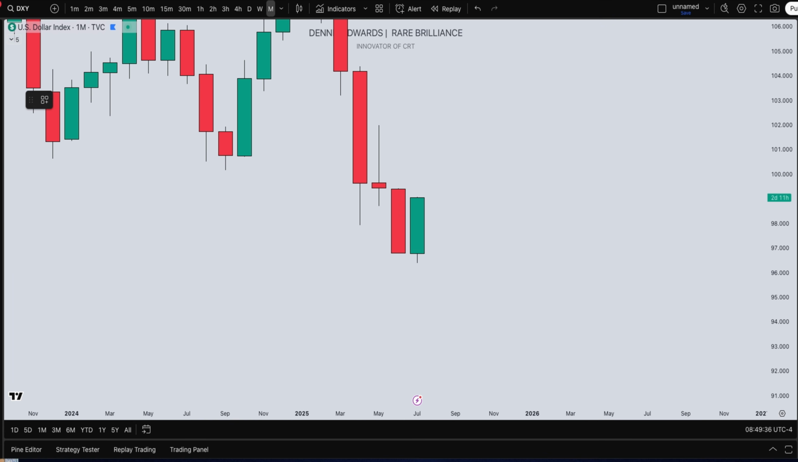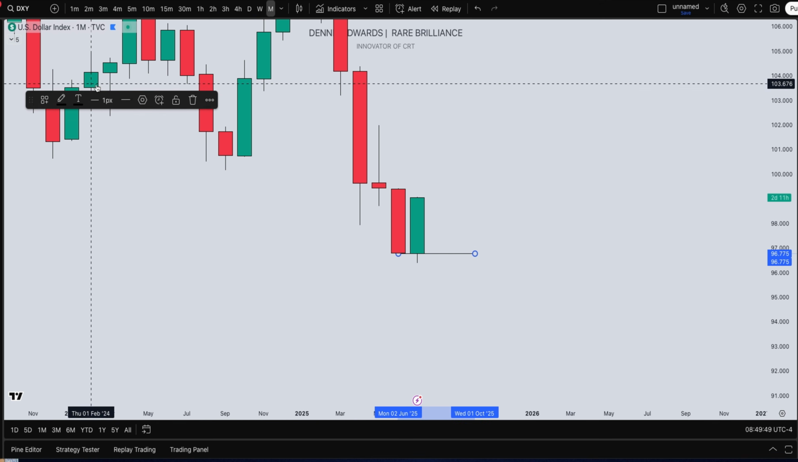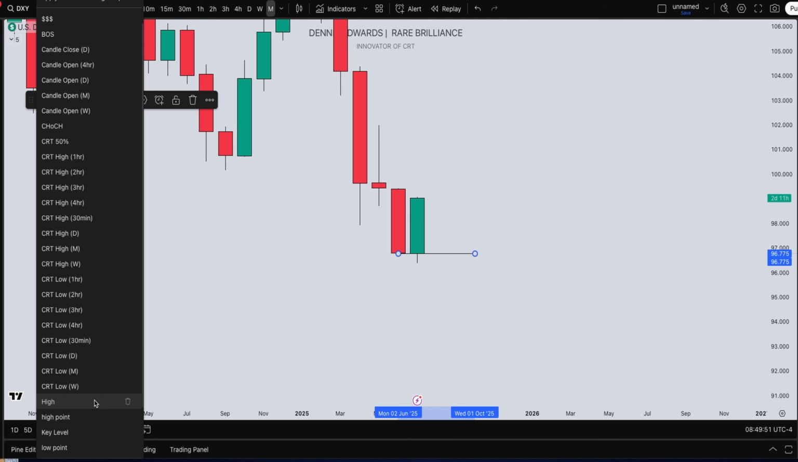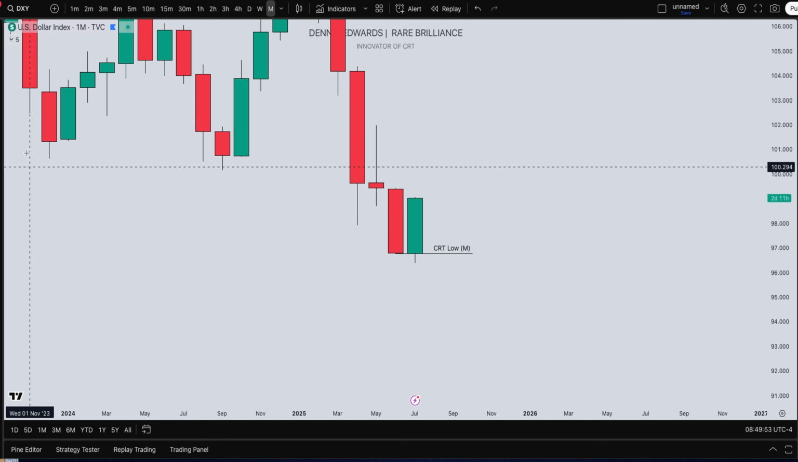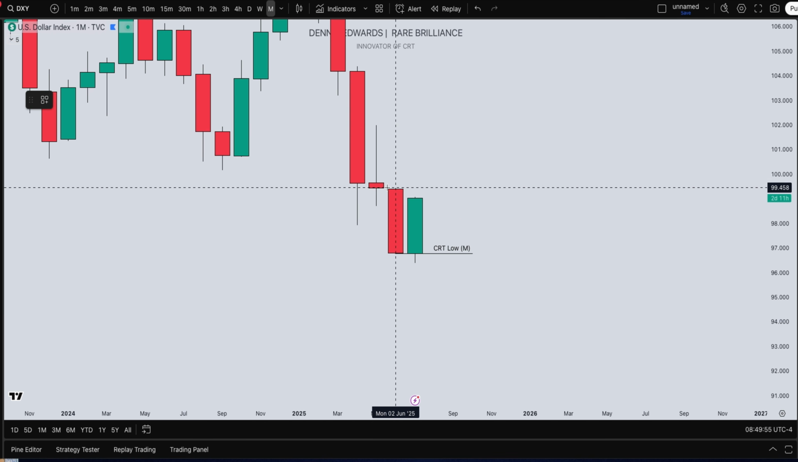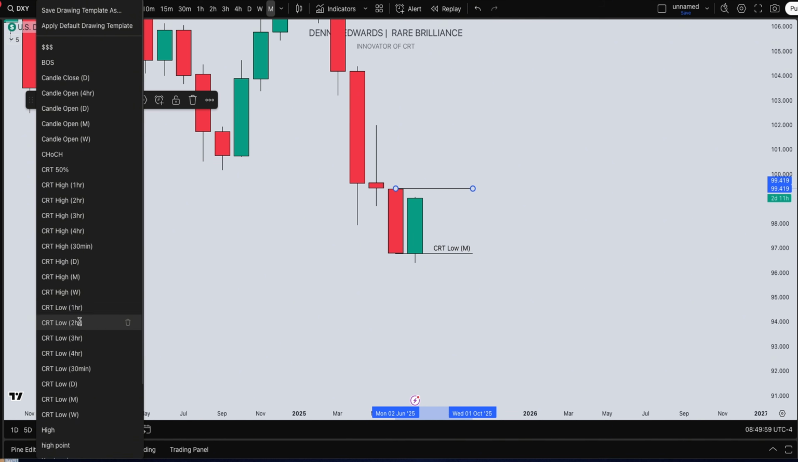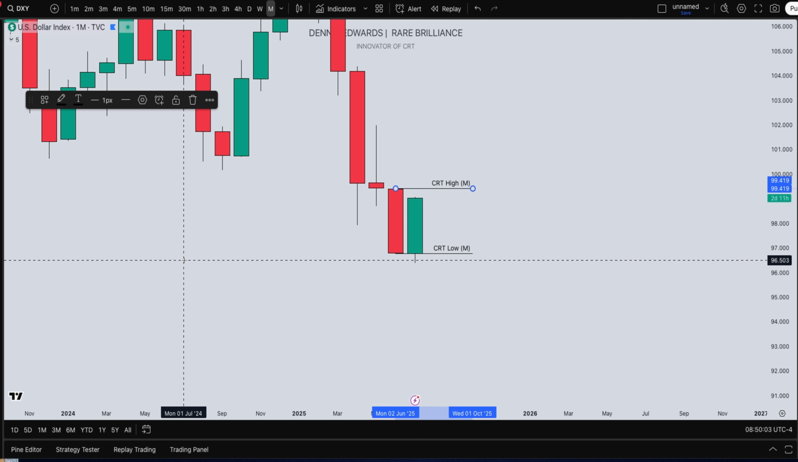So first thing first, we can see that this low or this open, because it didn't really have a low, was swept on the monthly time frame. So what you can actually do, if you want to, is mark the CRT low, and then mark up now the CRT high on the same monthly time frame.